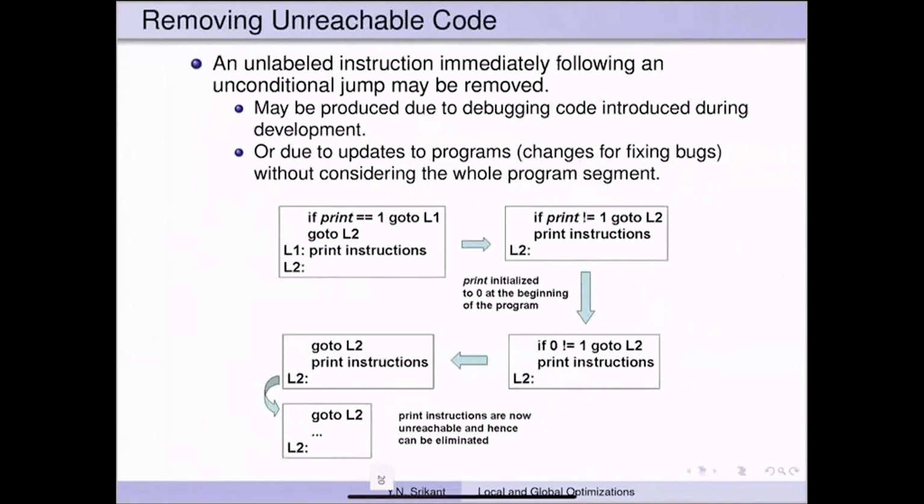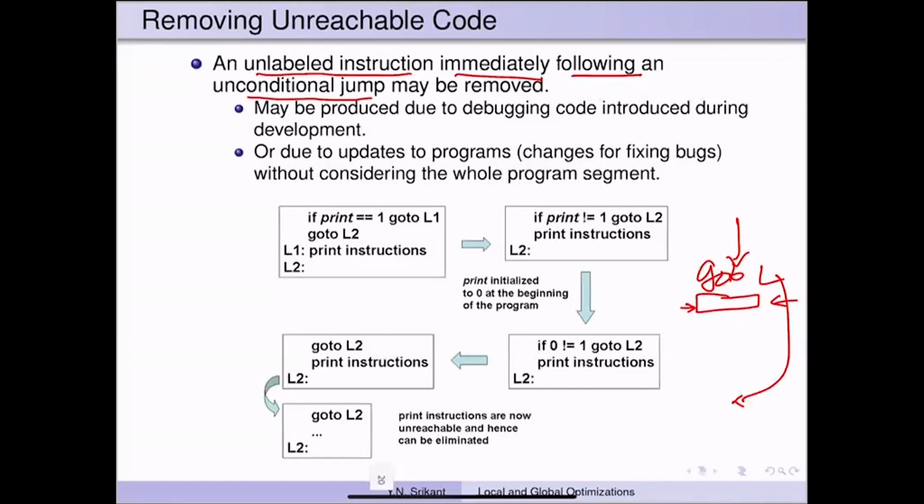How do we remove unreachable code? An unlabeled instruction immediately following an unconditional jump may be removed. Why? We have a go to L and here is an instruction which does not have a label. How do we get to this point? We come to this point, then we jump out. So we cannot even get to the instruction which follows the go to instruction. That is the reason why this is a simple peephole optimization.